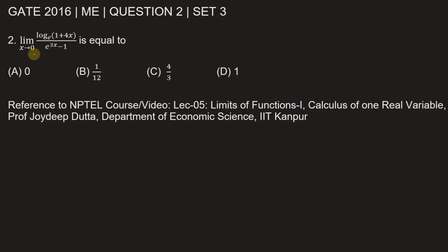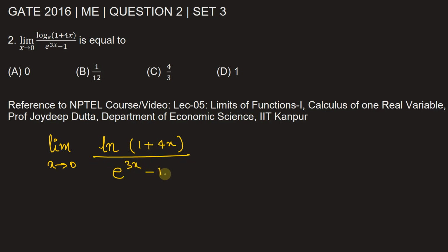Limit x tends to 0, log to the base e of 1 plus 4x divided by e to the power of 3x minus 1. So we need to find the value of this limit. Let's write here limit x tends to 0. Log e is nothing but natural logarithm, so we can write ln instead of log e, of 1 plus 4x divided by e to the power of 3x minus 1.